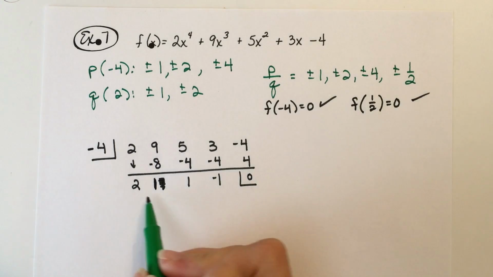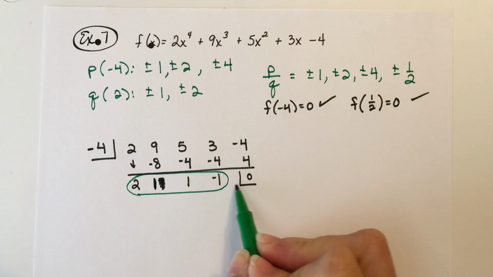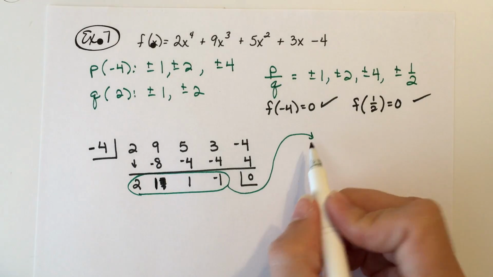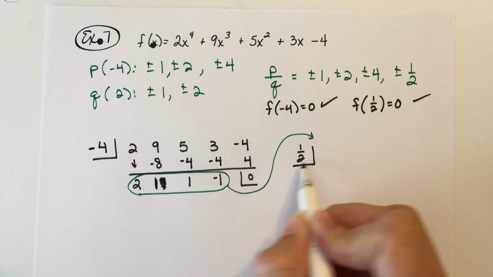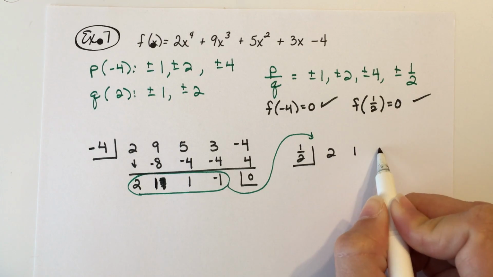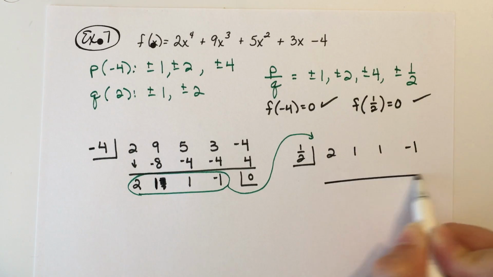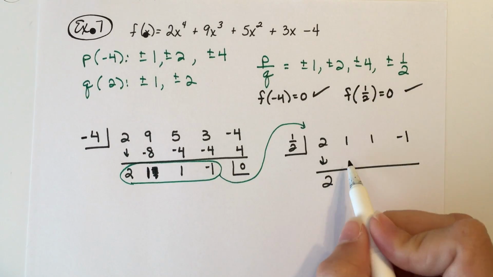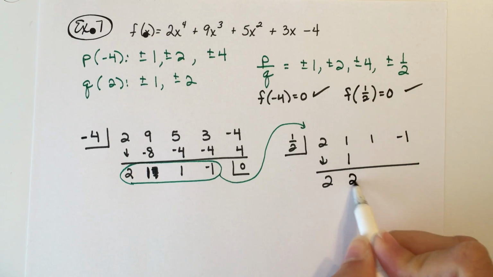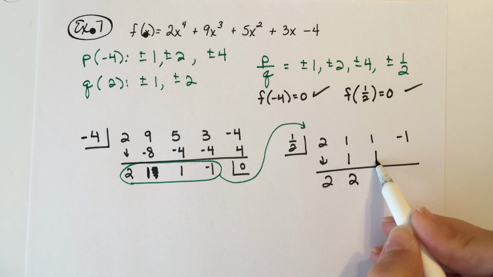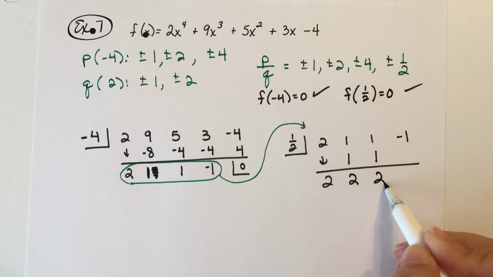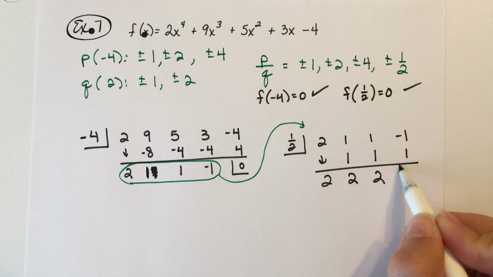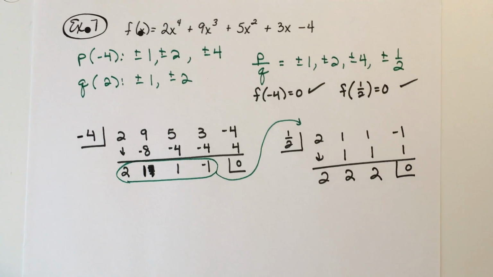So now you're going to take these numbers, and you remember you're going to use those over here when you do synthetic division the second time. All right, so I'm going to have 1/2 out front, and then a 2, 1, 1, -1. Okay, if you do 1/2 times 2, you get 1. Add, you get 2. 1/2 times 2, you get 1. Add, you get 2. 1/2 times 2 is 1, add, so you get your 0, okay?